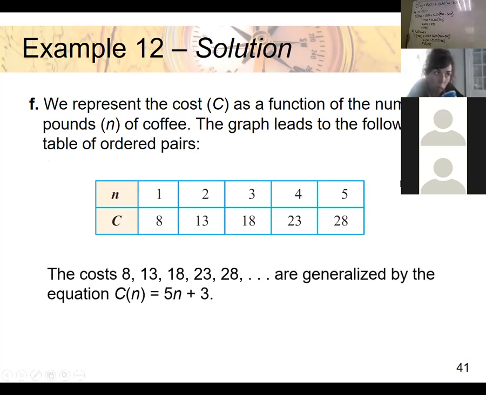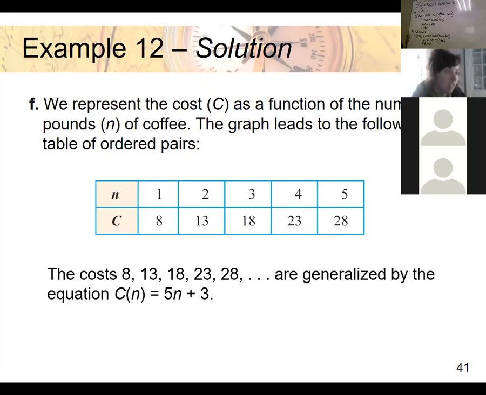So here, this can be generalized by this equation. That's going to be 5 times n plus 3. That's $5 for each 1 pound of coffee plus 3 for the shipping cost.